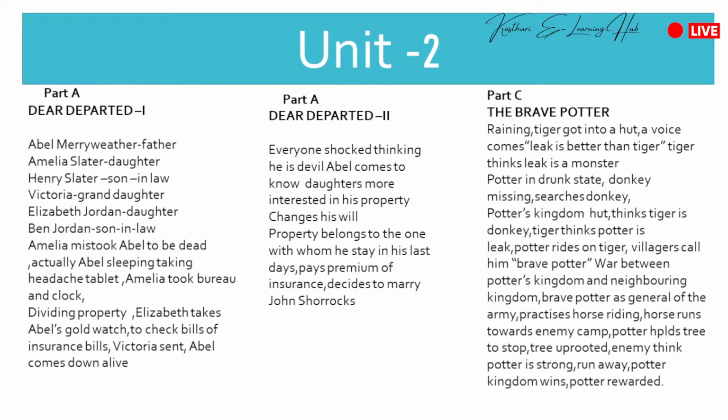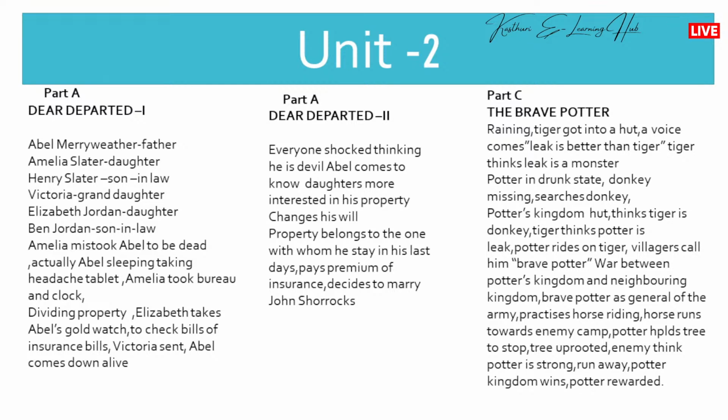In Dear Departed 1, you have Abel Merriweather. So here you can look at the notes. Abel Merriweather is the father, and he has two daughters. One is Amelia Slater, and the second one is Elizabeth Jordan. Okay, Amelia Slater's husband is Henry Slater, and they have a daughter, that is Victoria Slater, right? And Elizabeth is married to Ben Jordan. Okay, so here Abel Merriweather is a father.